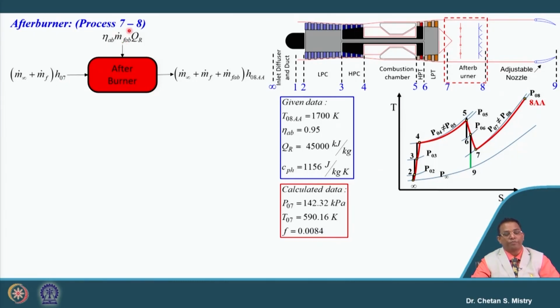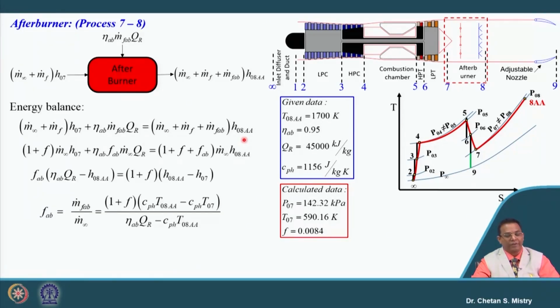This is the amount of fuel we are adding in the afterburner, and this is what is coming out from the afterburner. It is nothing but the mass flow rate of air plus the mass flow rate of fuel plus the mass flow rate of fuel that we are adding in the afterburner. So if we put the energy equation, it is given by (M infinity plus MF) H07 plus afterburner efficiency into M dot into CV, which is equal to this as my exit condition.